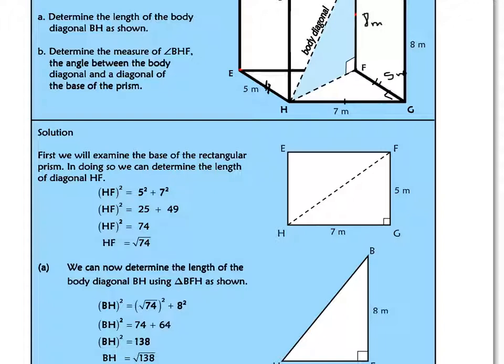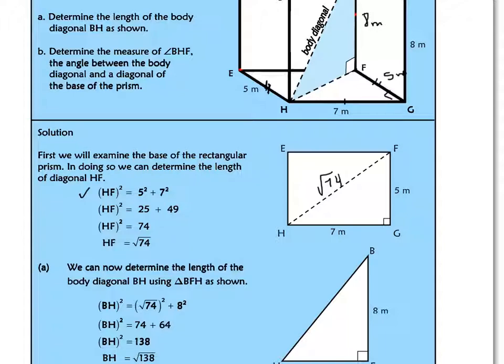So that means that HF squared, the one we're looking for, would equal, if we look down here, 5 squared plus 7 squared using the Pythagorean theorem. So then HF squared is 25 plus 49, HF squared is 74, which means HF is the square root of 74. So that there would be the square root of 74.